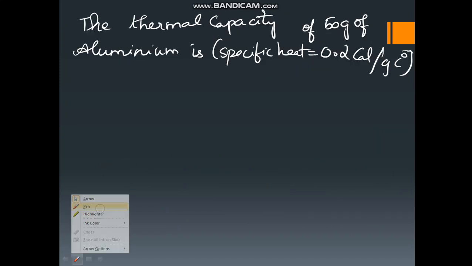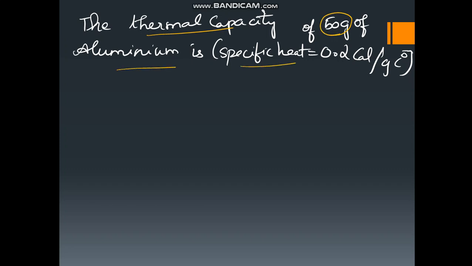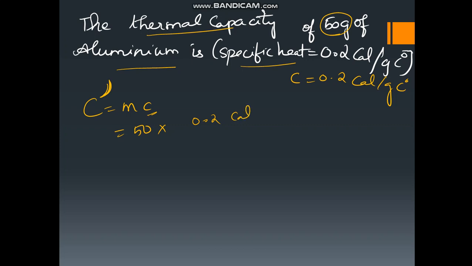Next, let us work out a numerical. They are asking for the thermal capacity of 50 gram of aluminium, and specific heat capacity small c is 0.2 calorie per gram Celsius. Thermal capacity is mass into specific heat capacity. Thermal capacity is indicated by C dash. So mass is 50 gram into specific heat capacity 0.2 calorie per gram per Celsius. So gram and gram get cancelled and it is 10 calorie per Celsius, which is the thermal capacity.